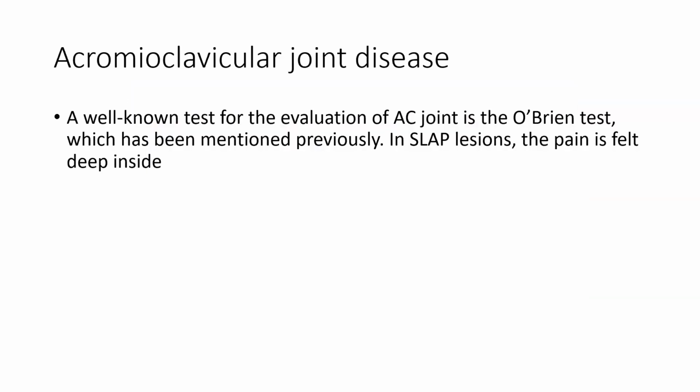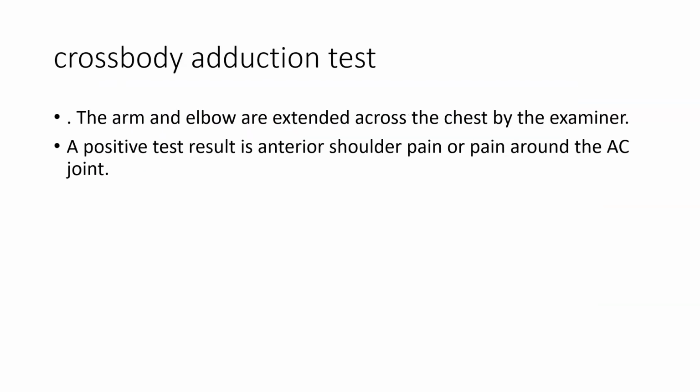Next, coming to AC joint tests. I've already explained the O'Brien test. The O'Brien test was made to differentiate between a SLAP lesion and AC joint pathology. While performing the O'Brien test, if the pain is localized to the AC joint, it is indicative of AC joint pathology. Other than that, one more test is the cross-body adduction test. Here the arm and the elbow are extended across the chest by the examiner, and the positive test is pain around the AC joint.